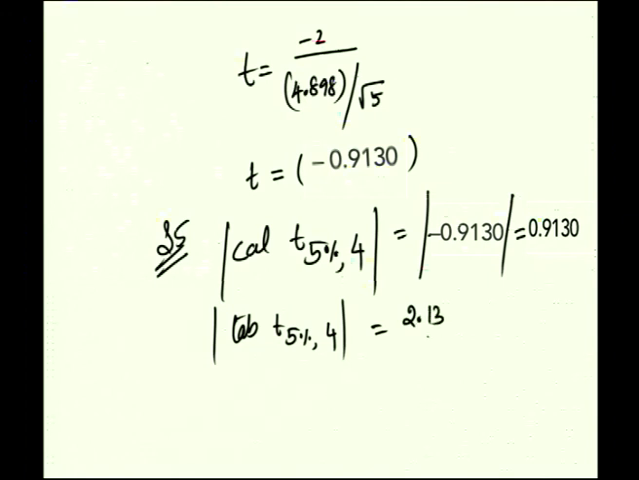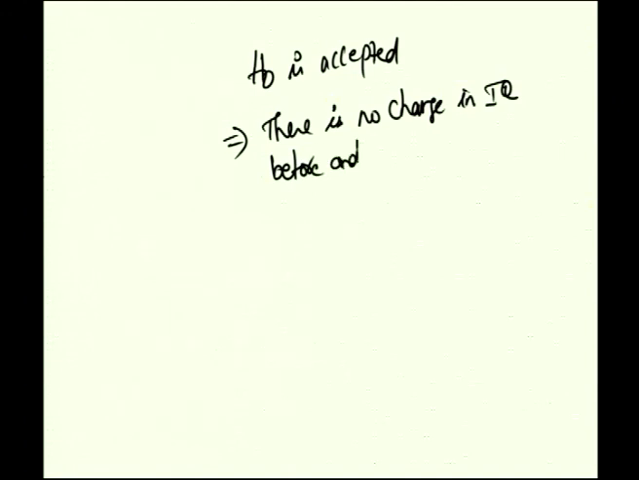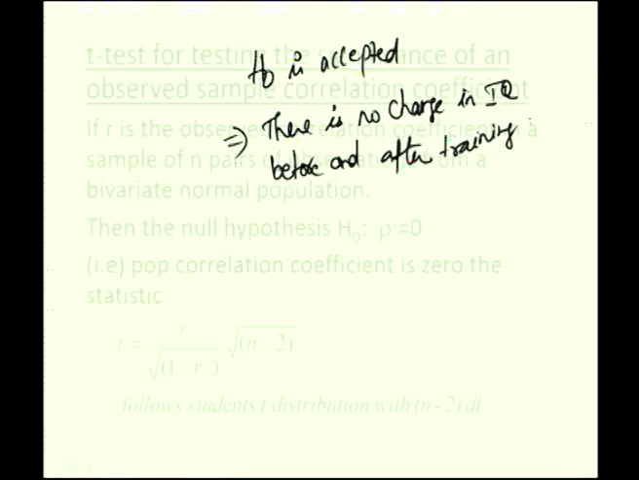Now, calculated value is much lesser than tabulated value, therefore H naught is accepted. Accepted in the sense there is no difference in IQ, there is no change. There is no change in IQ of the persons before and after the training program.